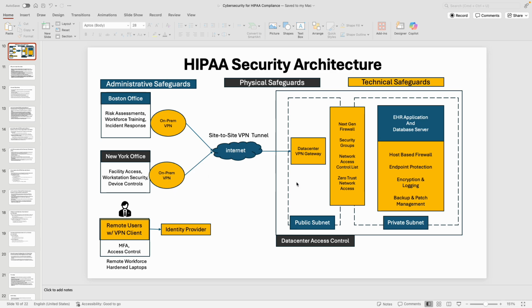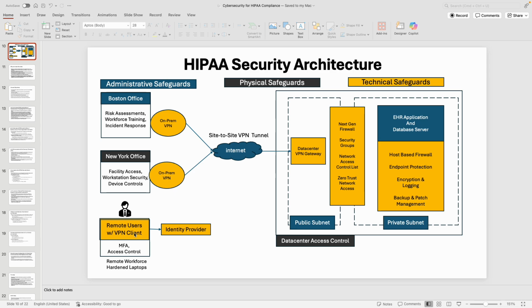So if we start from the left to the right, we have two office locations, one in Boston, one in New York. Let's assume these are practices. And these practices have VPN connections directly to the data center. This site-to-site VPN tunnel lets me know that this access is not external facing and that this access is secured. And then we also have some remote users that were given access to this data center as well.